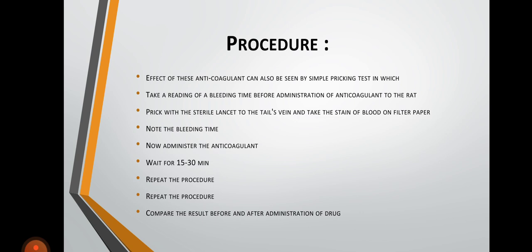Prick the tail's vein with a sterile lancet, and with the blood which oozes out from the tail's vein, perform a bleeding time. We perform a bleeding time before giving the anticoagulant agent, and we also perform bleeding time after giving the anticoagulant agent, after waiting 15 to 30 minutes. By comparing these rates, we can easily know the effect of the anticoagulant drug inside the body of the rat or rodent.